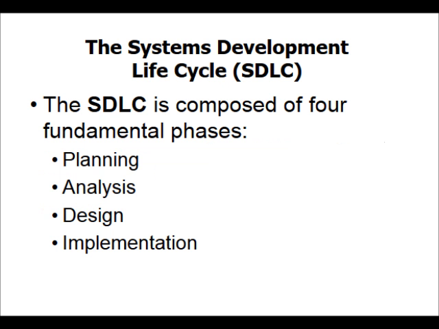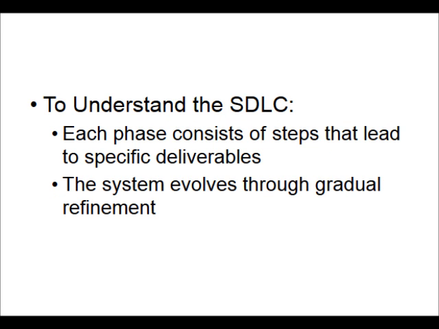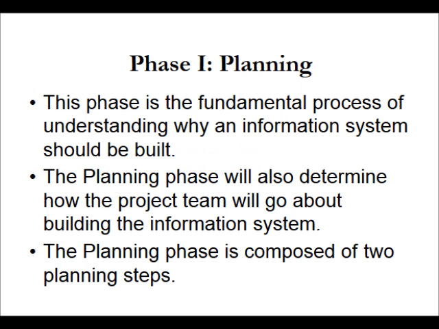So let's see. The System Development Life Cycle, also known as SDLC, is composed of four fundamental phases: planning, analysis, design, and implementation. Each of the phases includes a set of steps which rely on techniques that produce specific document files that provide understanding about the project. To understand SDLC, each phase consists of steps that lead to specific deliverables. The system evolves through gradual refinement.